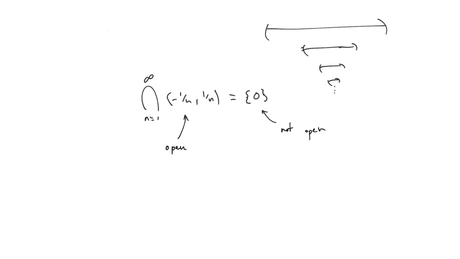Anyway, this example demonstrates that not all intersections of open sets are open, right? Only finitely many intersections will be open. But sometimes if you take infinitely many intersections, it will not be open.